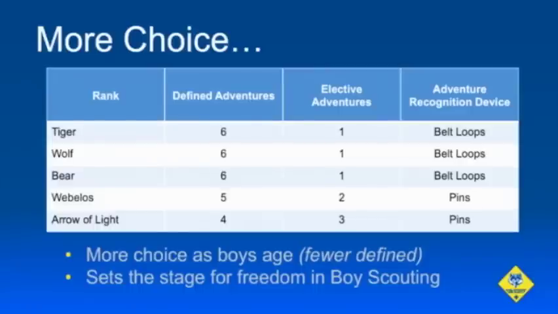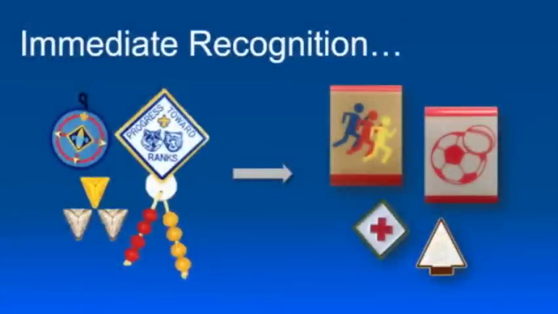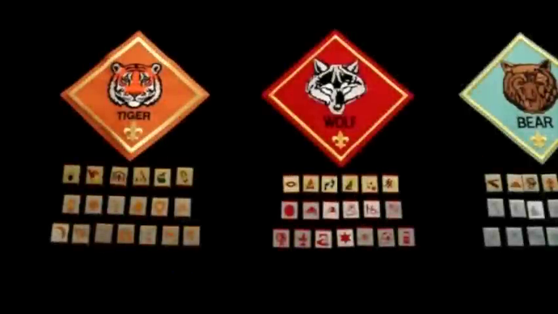As we mentioned, we have a pretty complex recognition system at the moment. One for tigers, a different one for wolf and bear, and then another one for the Webelos and Arrow of Light. That has been simplified to the adventure belt loops for tiger, wolf, and bear, and the adventure pins for Webelos and Arrow of Light. Let's take a closer look at those now.